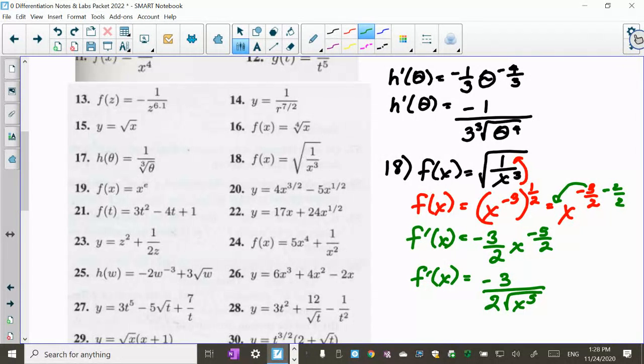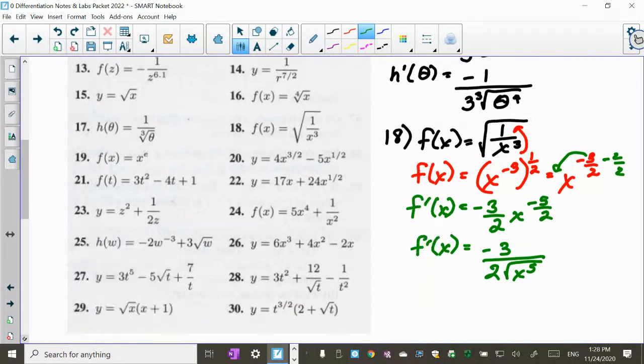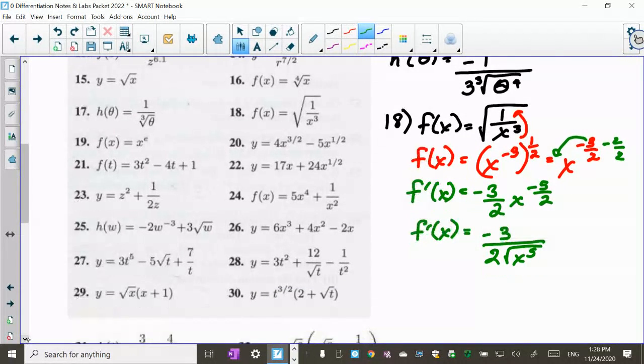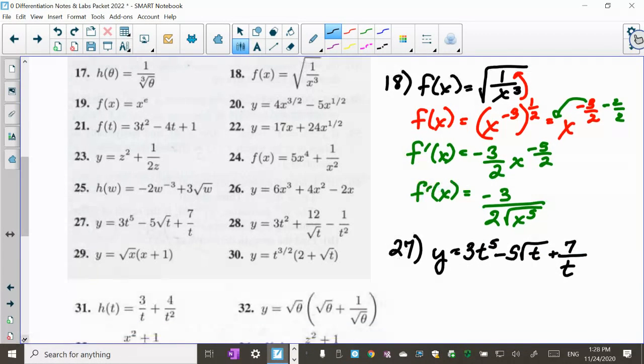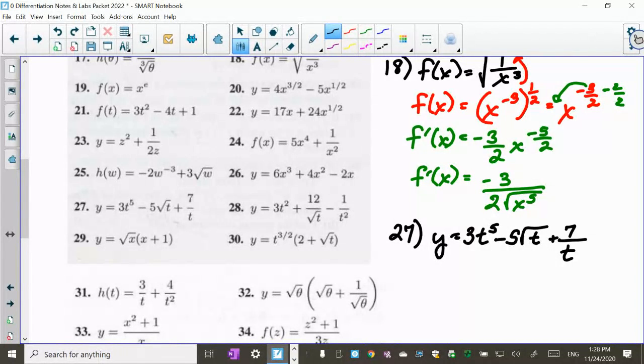I'm going to be looking at some other ones that might be interesting to do. Let's look at 27. I'll do 27. So 27 is y equals 3t to the 5th minus 5 radical t plus 7 over t. As I look at this, there are 3 terms here. The first term looks really good. It's set up for me, but the second term and the third term, I've got to do some manipulation.